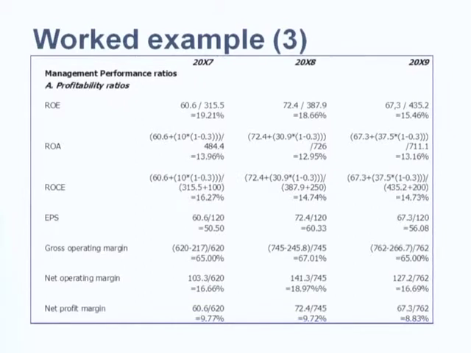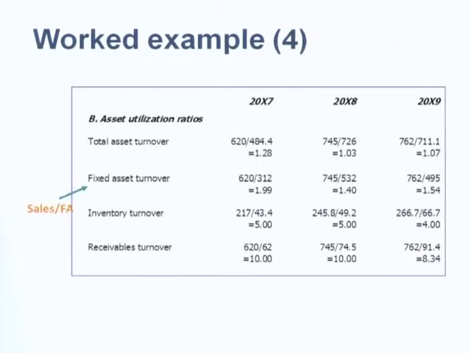ROA, do the same thing. You are worse compared to 07, and a little bit better from 08 to 09. So 09 is better than 08. The rest of it you can follow. What you need to do is to memorize or know the formula and put the right number from the right financial statements into the formula, so that you can interpret and analyze.